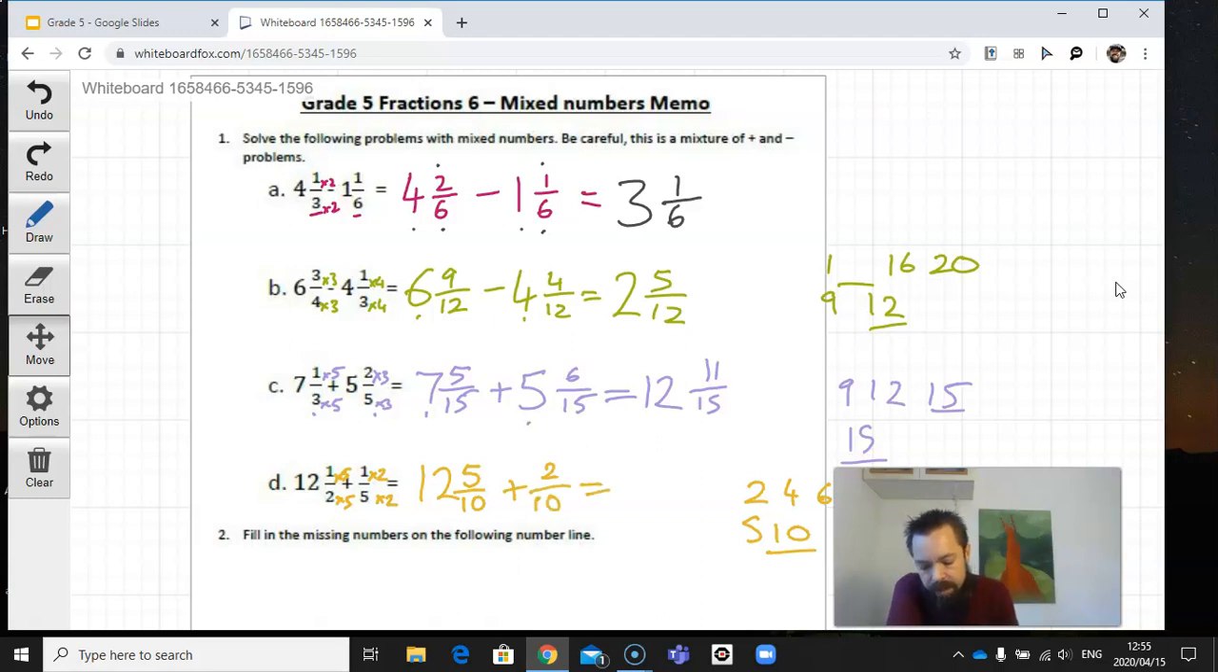I'm going to add my whole numbers first. So 12 and there's nothing, so that's still 12. Then I'm going to have a look at my denominators. They stay the same. 5 plus 2 is 7, and there is my answer.